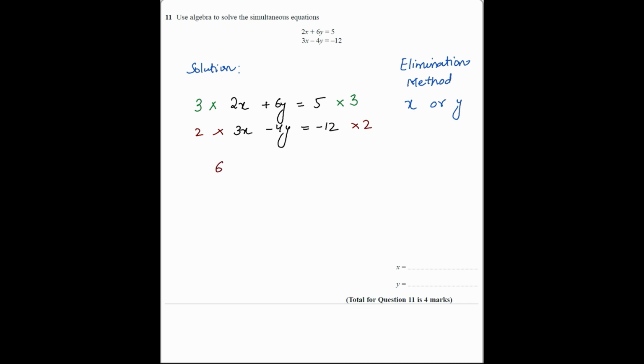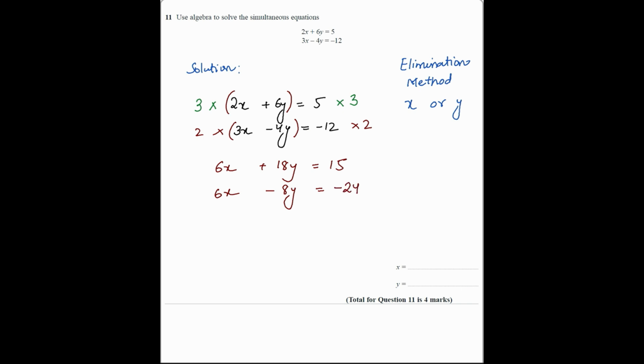So 2 into 3 is 6x plus 3 sixes are 18y, as we are multiplying 3 by the whole equation on both sides. So 6x plus 18y equals 15, and then 2 into 3x is 6x and 2 into negative 4y is negative 8y. Negative 12 into 2 is negative 24.